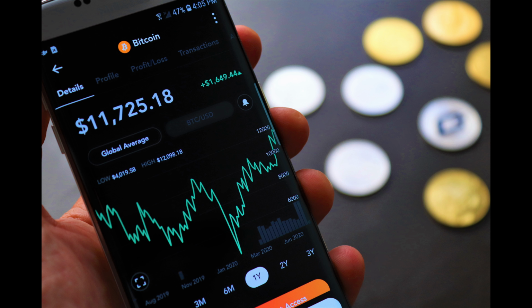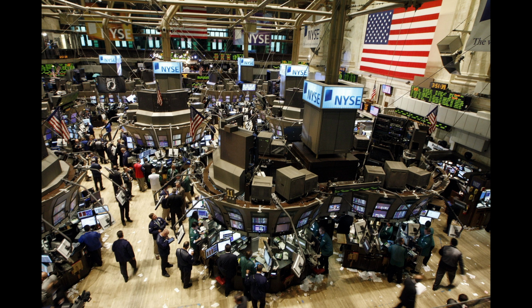6. Practicing with paper trading. Before risking real money, it's wise to practice your trading skills using a paper trading simulator. Many exchanges offer this feature, allowing you to execute trades without using actual funds. It's a great way to test your strategy, learn from mistakes, and gain confidence before diving into the live market.